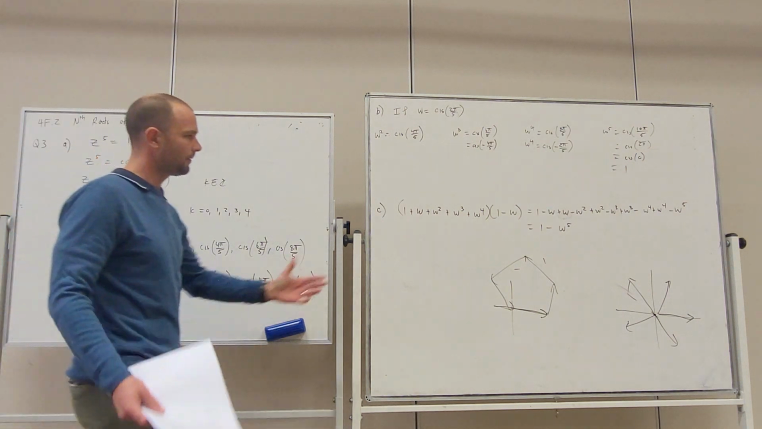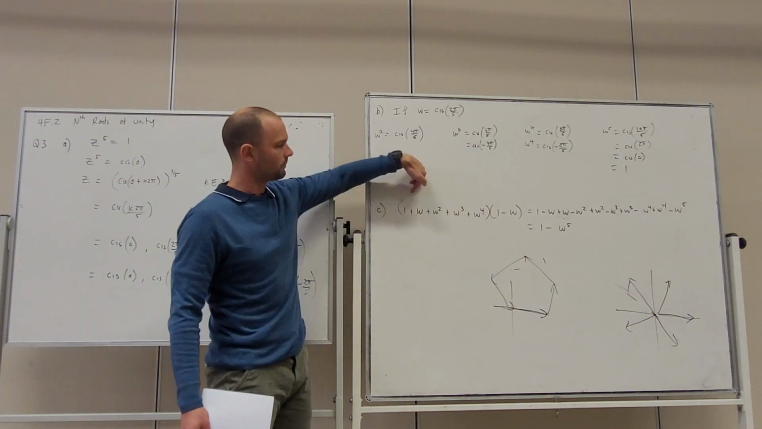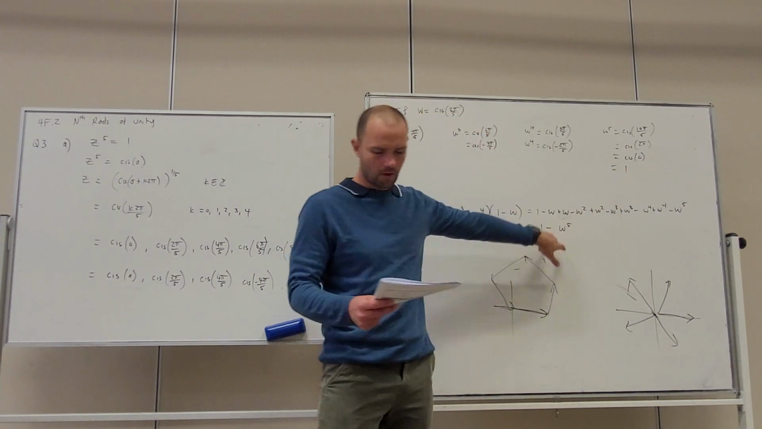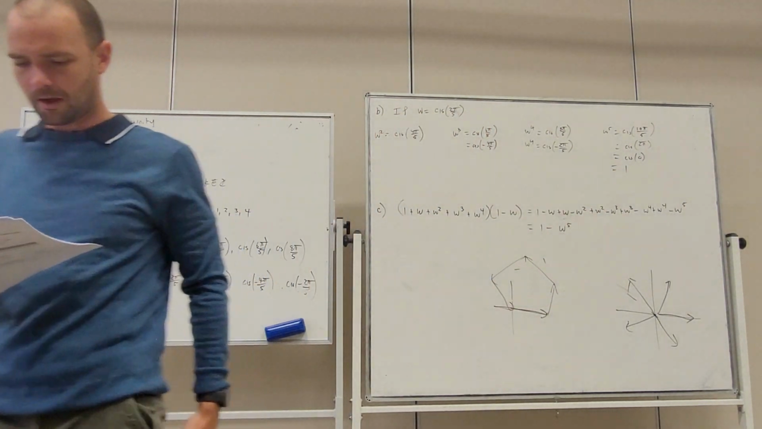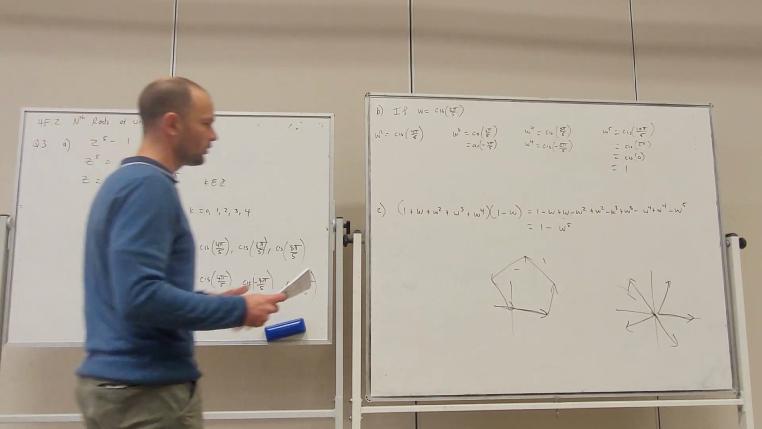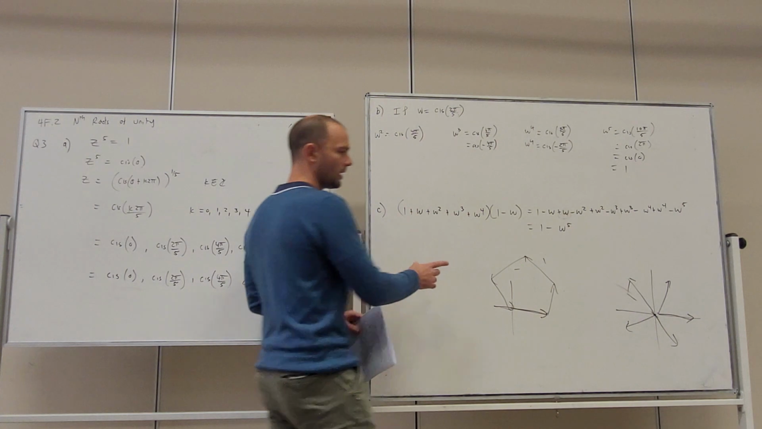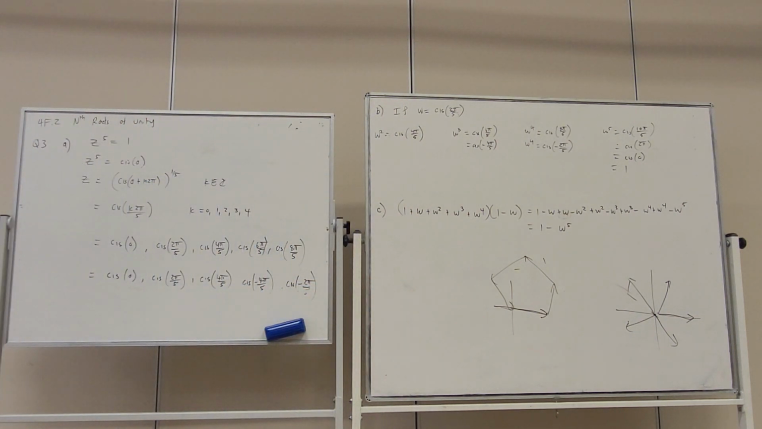Part C, simplify this. Okay, so I've performed the expansion here. Here it is, and then that's what it simplifies to, 1 take W to the power of 5. Hence, they want you to show that this component equals 0. And it's a little bit sneaky what goes on here.